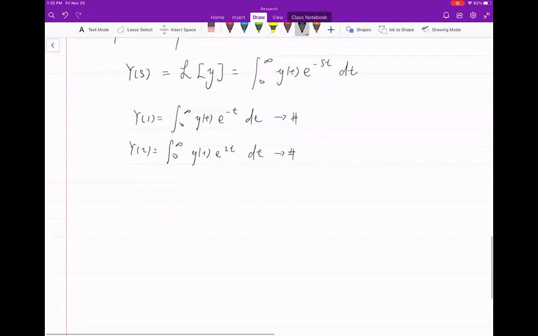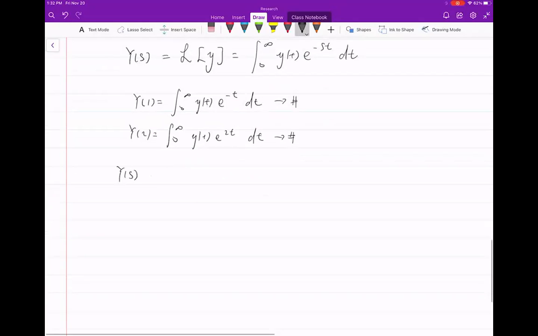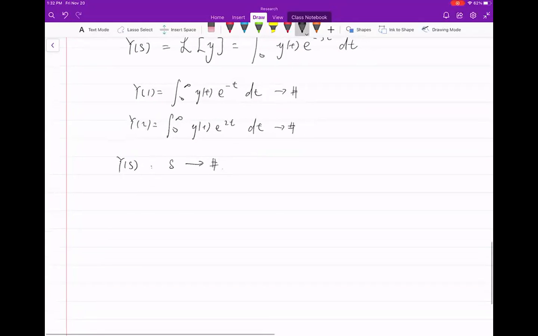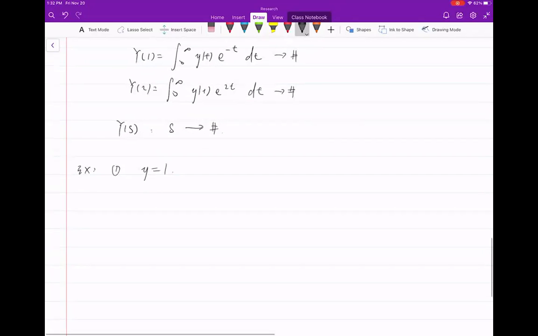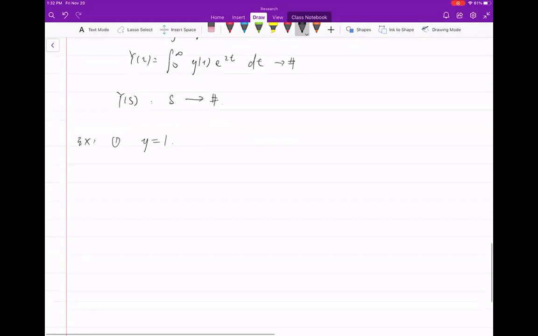From here, you can see Y(s) is nothing but a function. If you put s in, you get a number. So it's a function of s. How do we compute it? We can try some examples. Example 1, y equals 1. That's probably a very easy function. So what is Y(s)?